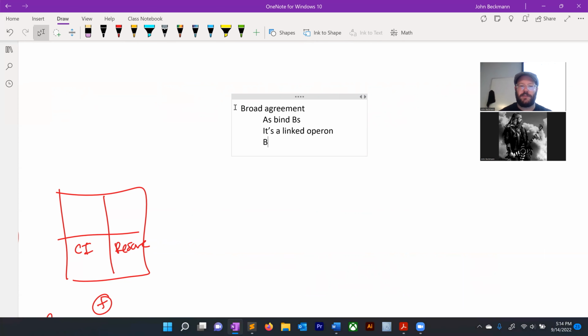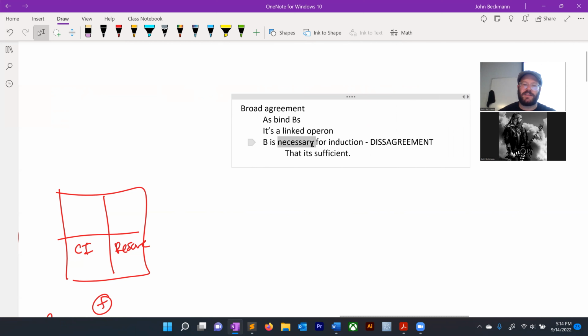Okay, so here's where it gets complicated. There is broad agreement that B is necessary for induction, but there's disagreement that it's sufficient. You see these terms a lot in science, necessary versus sufficient. Hopefully we know the difference between these. Sufficient means that's all you need. So if B was sufficient for induction, that's all you'd need. If B is necessary for induction, it doesn't mean it's the only thing. There could be other things. So everybody agreed that B is necessary for induction, but there was disagreement that it's sufficient for induction of CI.